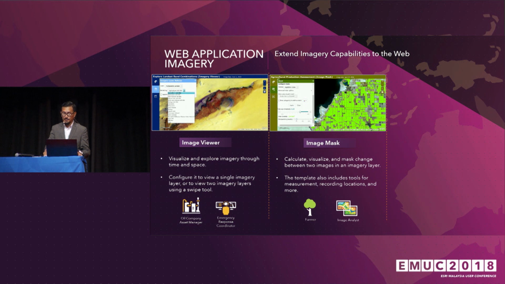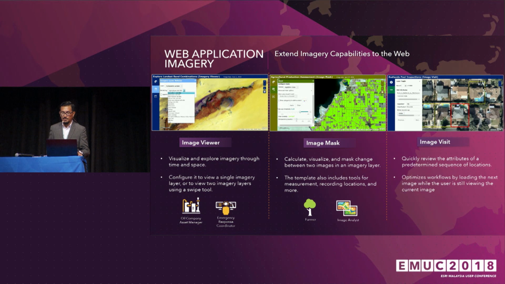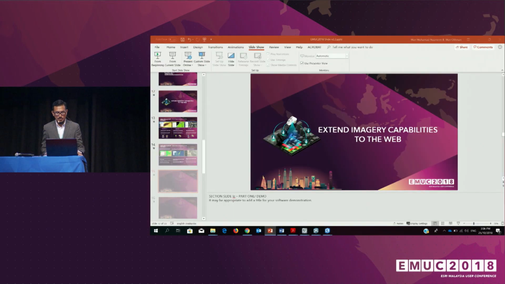And the third one is the Image Visit, which focuses on quickly reviewing your images based on sequences of the attributes. It is important for, for example, an insurance company to review properties after an event like flooding or a hurricane, and also for the image analyst to check a collection of the marking control points. Okay, let me show you the demos.